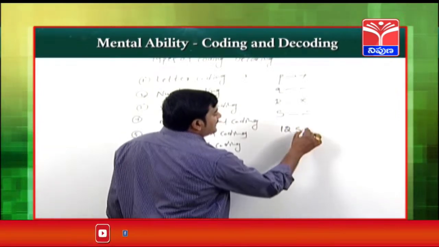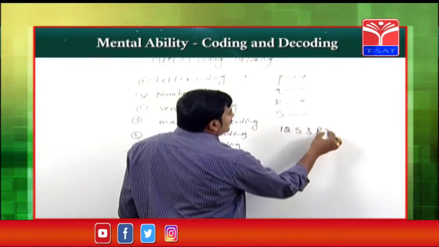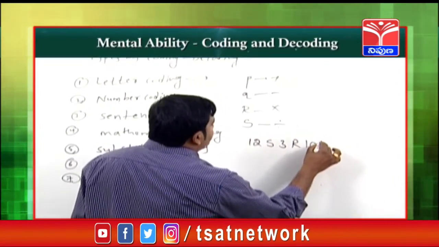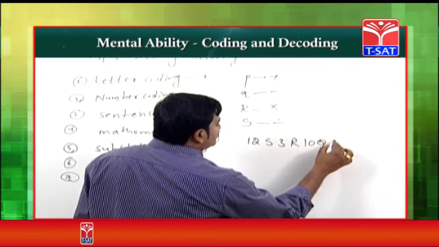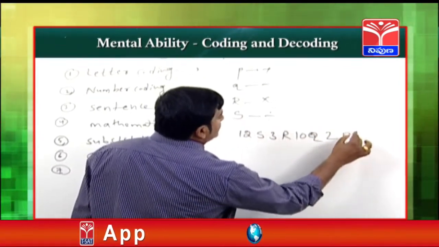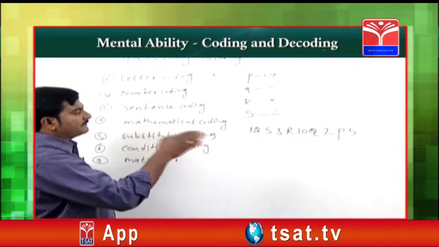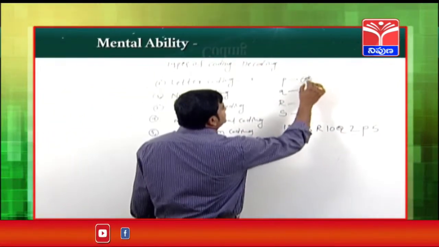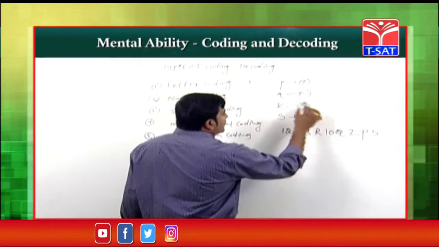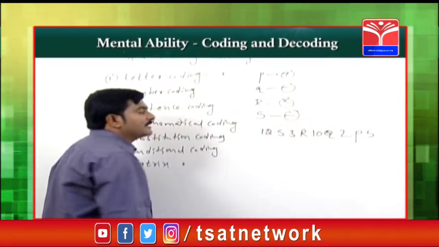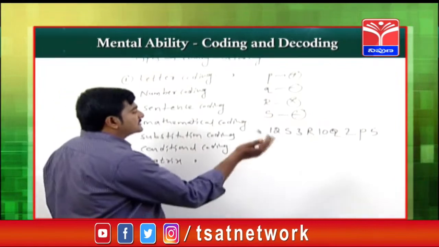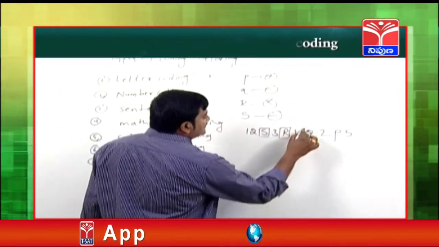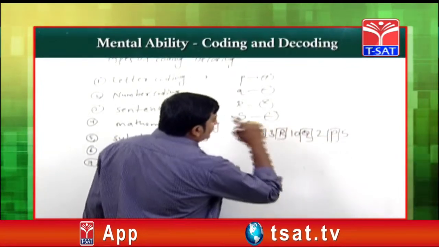12 S 3, or let's say 10 R 10 Q 2 P 5. For example, I am taking one sentence like this. What is the question? In a certain code language, P means plus, Q means minus, R means into, S means divided by. Then he asked to find the value of this. Now, instead of taking these English alphabets, we have to take the corresponding symbols.